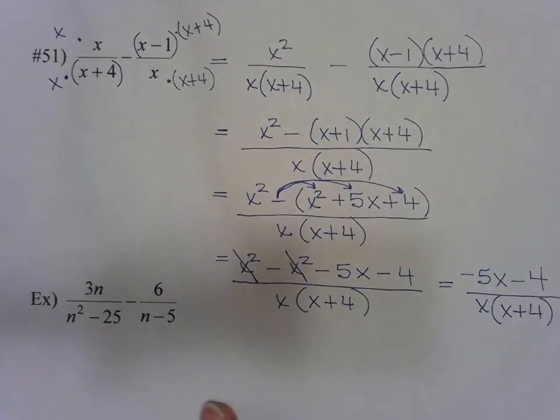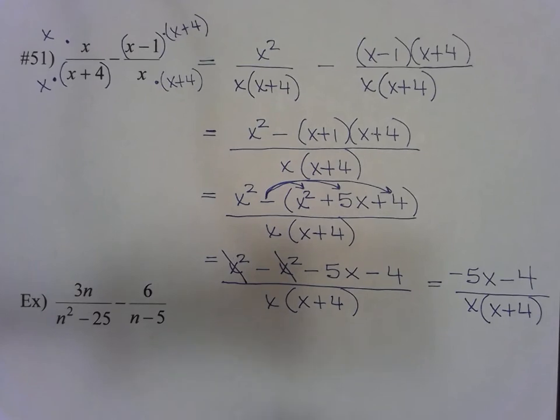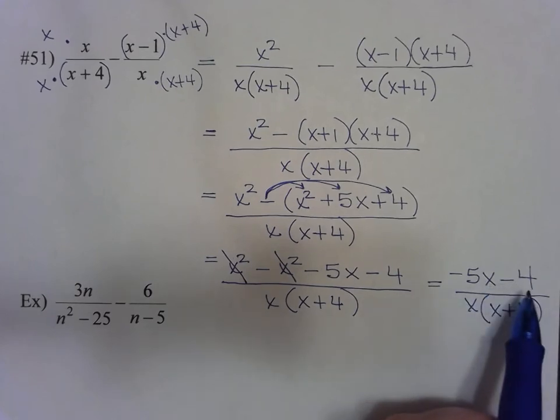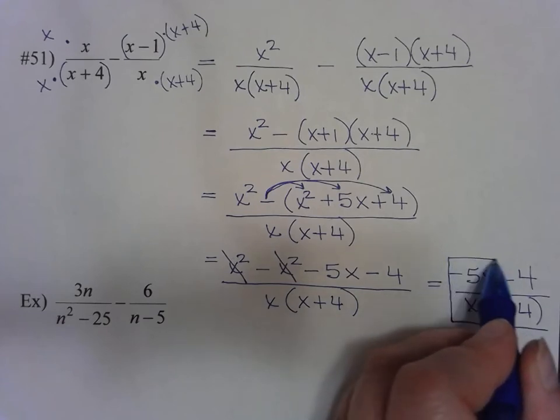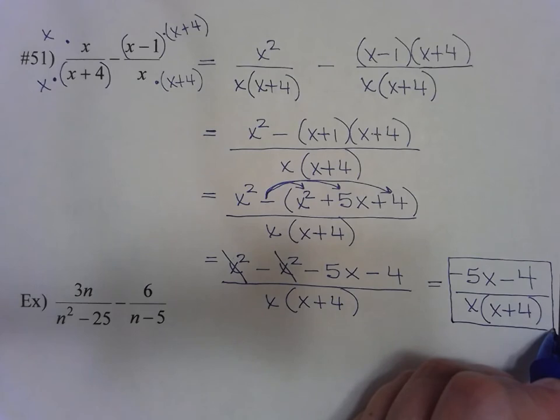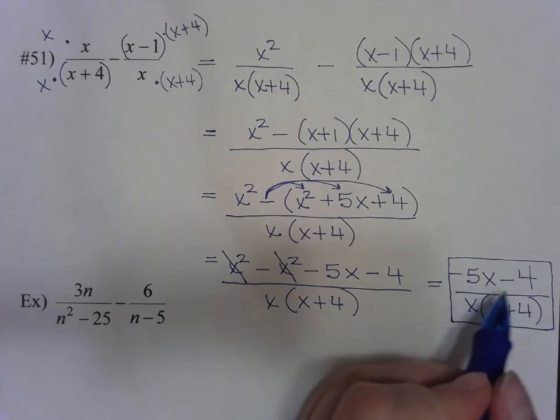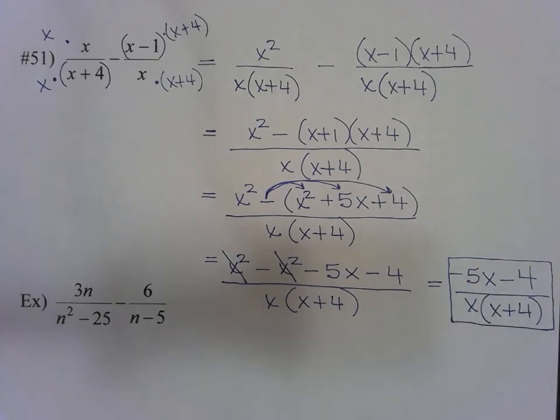Okay, and then for this problem, I can't factor the numerator. So I know that I can't really reduce this at all, right? The best thing I could do would be to look for a GCF. But 5 and 4 don't have any common factors. So that's my final answer.